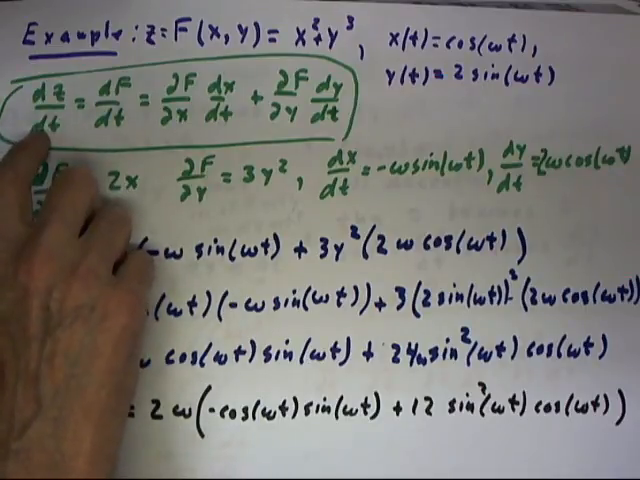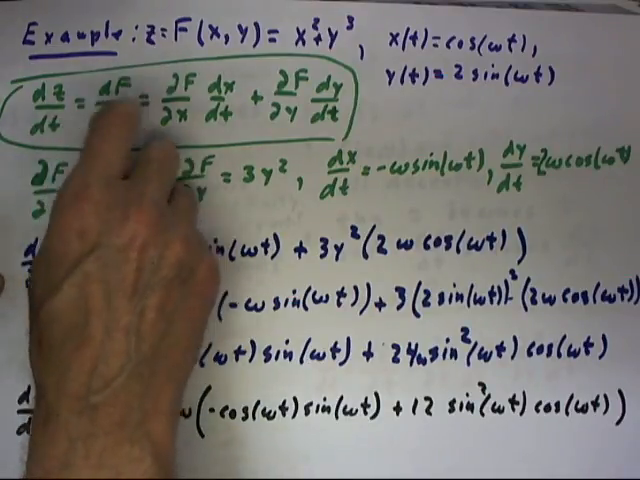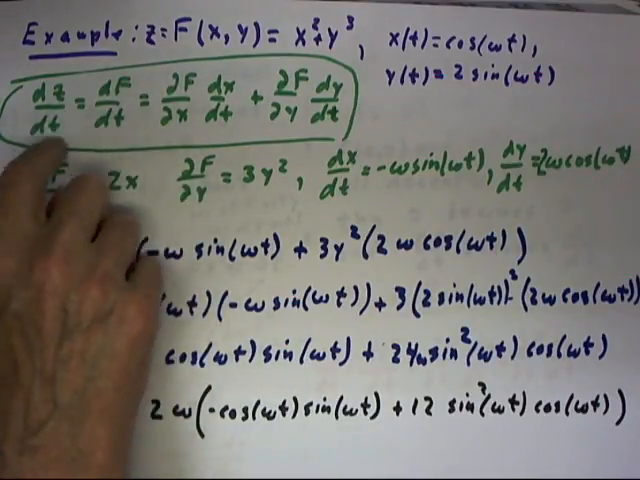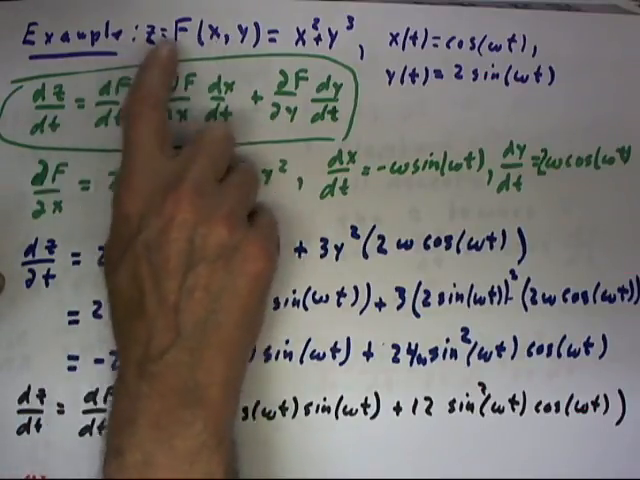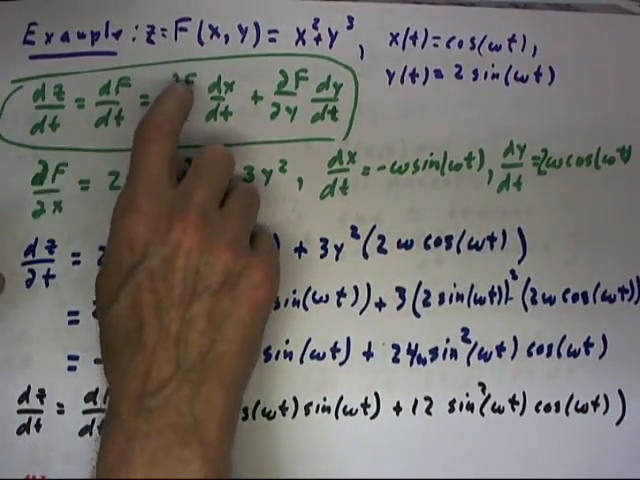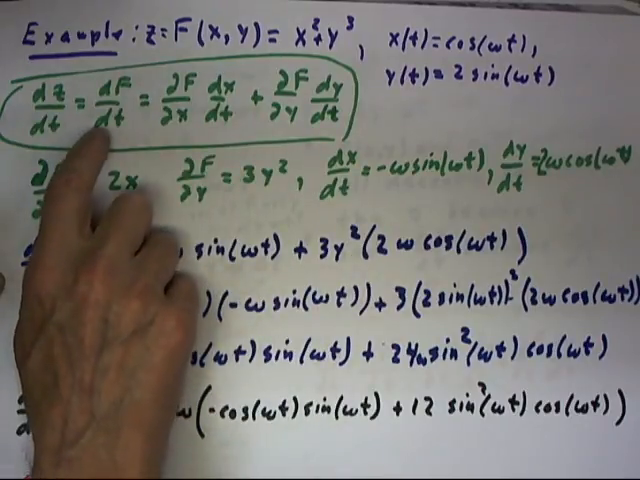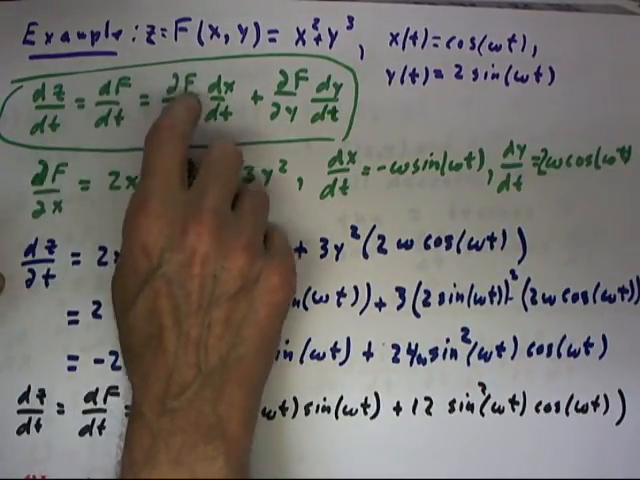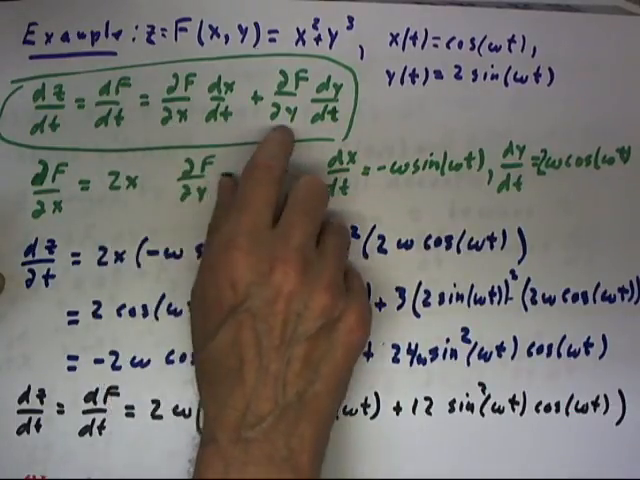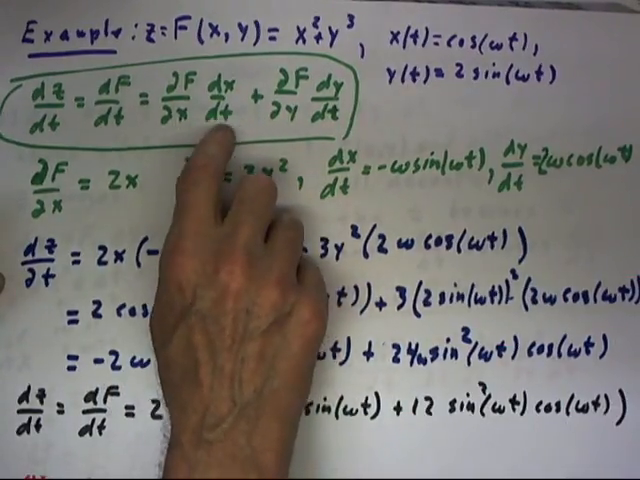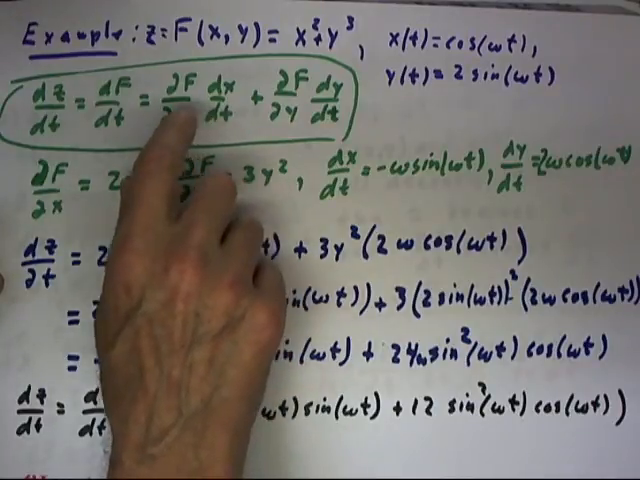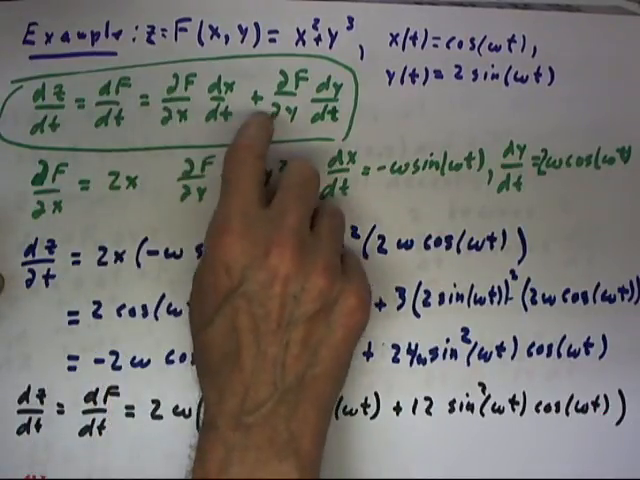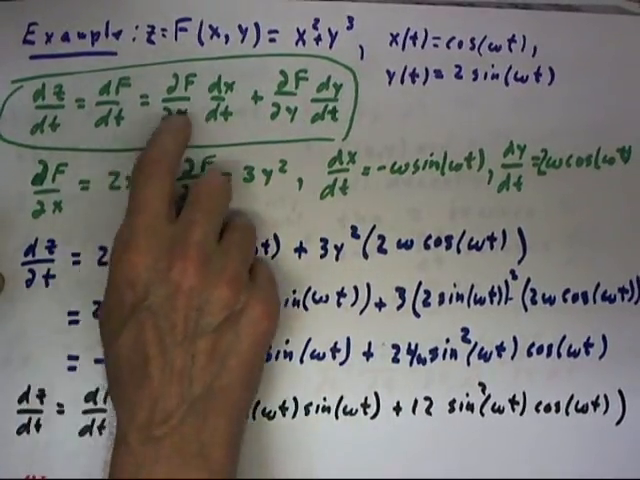We can write the derivative of z with respect to t, which is the same as the derivative of f with respect to t. Either notation is all right once we've made this definition. And we write the chain rule for that function, just the chain rule for a general function f of x, y, where x and y are both functions of t. And we take each part of this expression and evaluate it.